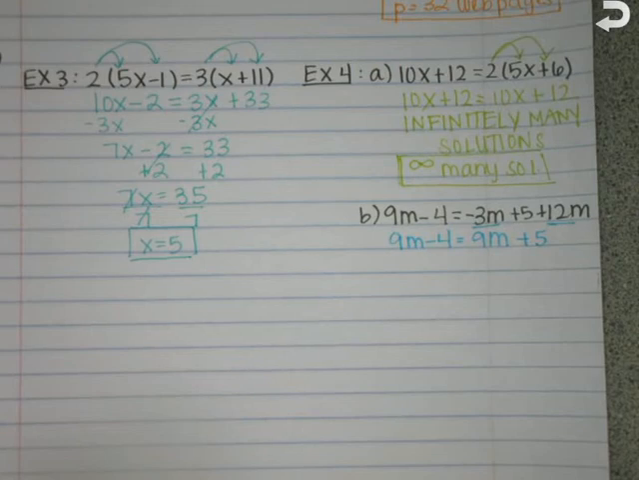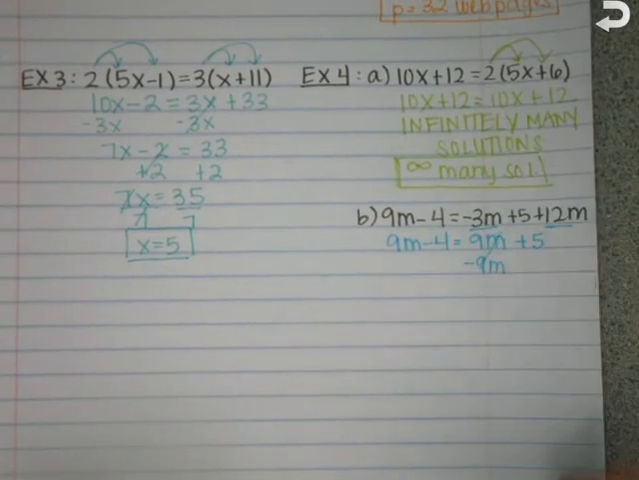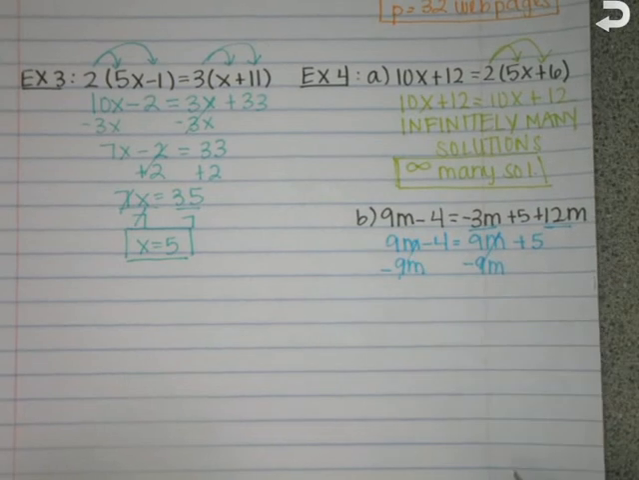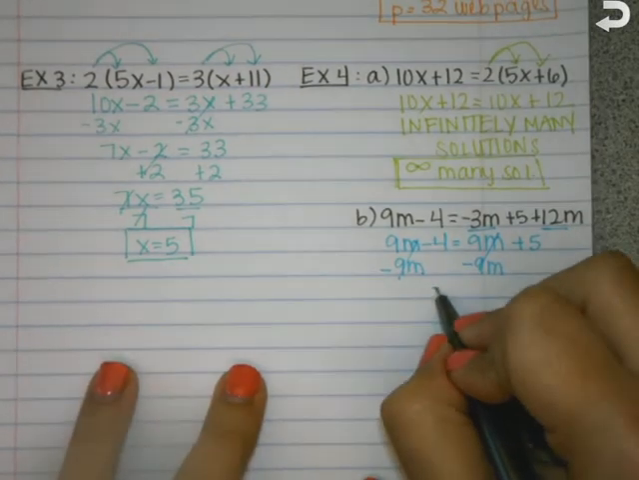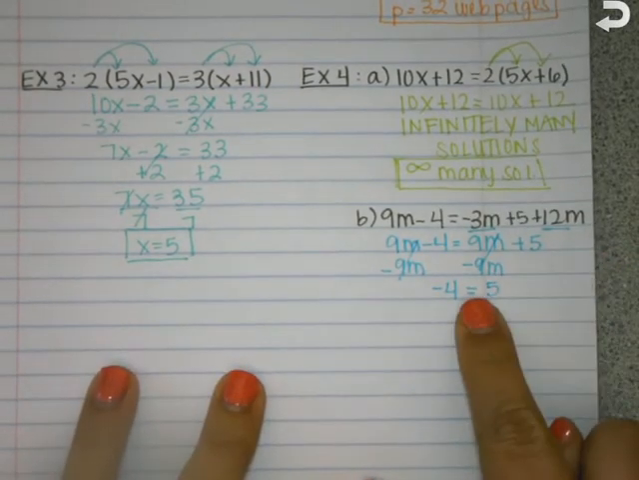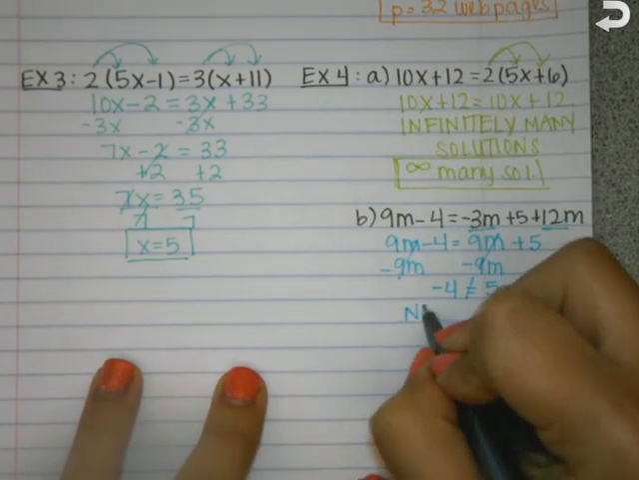But they're the same thing. Are they? No. Let's subtract 9m. So I'm going to subtract 9m from the right, which means I'm going to subtract 9m from the left. And what happens? They all cancel. So we have no m's, right? So we are left with negative 4 equals what? 5. Is that true? No. So we say we have no solution.